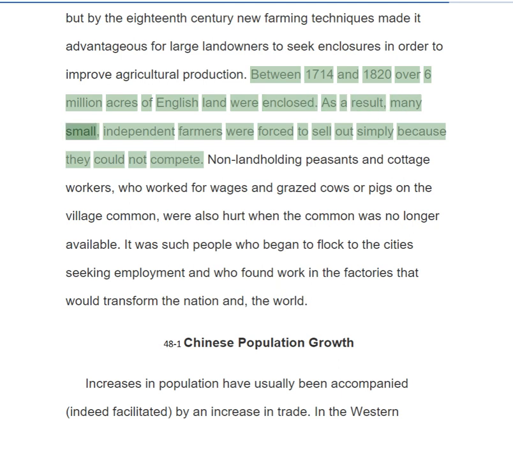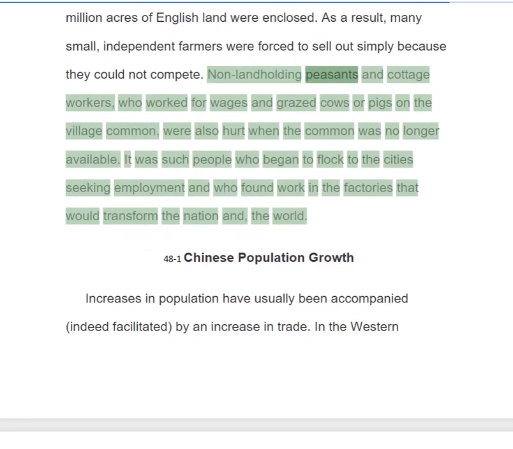As a result, many small, independent farmers were forced to sell out simply because they could not compete. Non-landholding peasants and cottage workers, who worked for wages and grazed cows or pigs on the village common, were also hurt when the common was no longer available. It was such people who began to flock to the cities seeking employment and who found work in the factories that would transform the nation and the world.